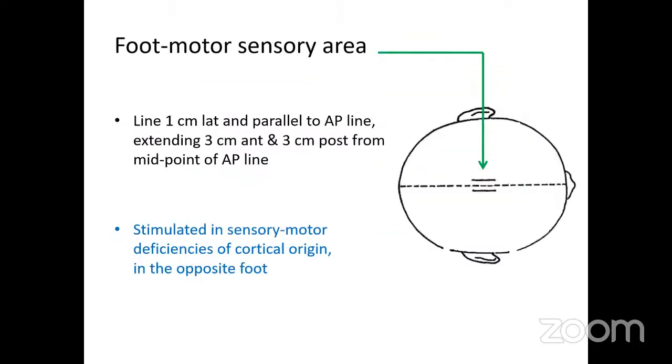Then another, foot motor area, is parallel to the AP line. And this is just about 1 centimeter lateral, beginning from the midpoint, 1 centimeter lateral, extending for about 6 centimeters, 3 centimeters anteriorly, 3 centimeters posteriorly. So this is called the foot motor sensory area. Okay? So for sensory motor deficiencies of the opposite foot.